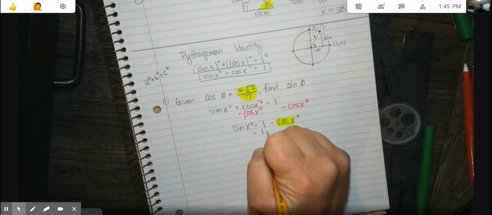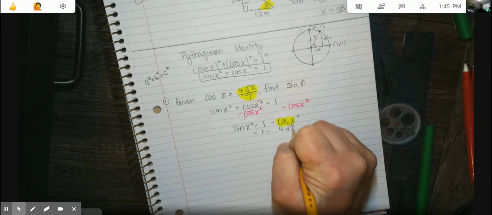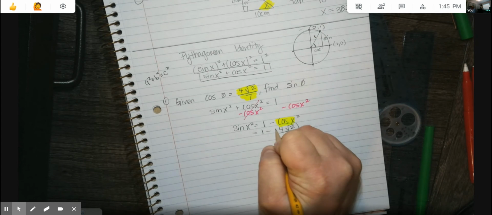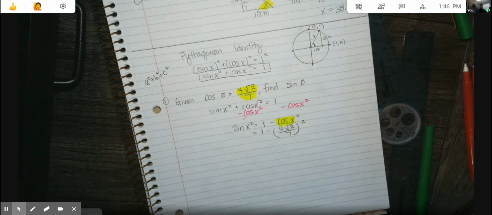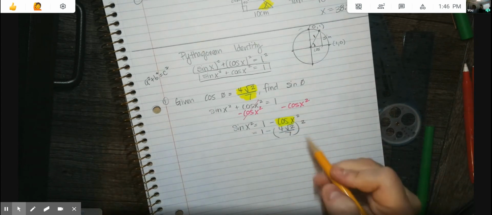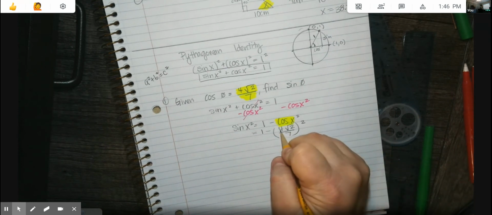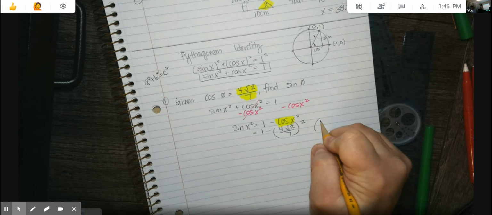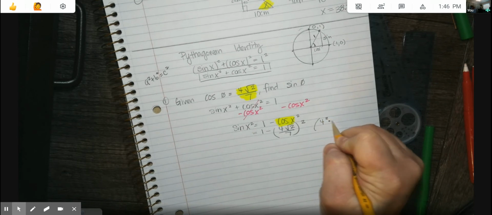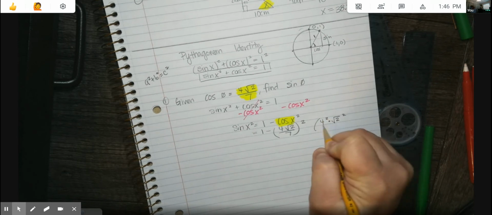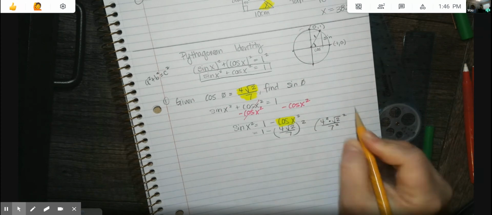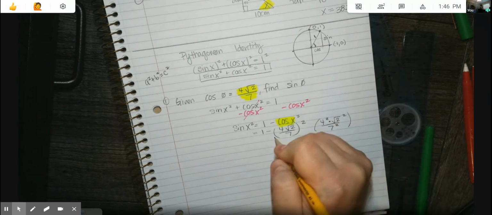And that's what this looks like. 4 times root 2 divided by 7, still squared. And whenever you're squaring a fraction, you treat the top and the bottom as separate problems. So you actually are squaring 4, and you're squaring root 2, and you're squaring 7. That's what this kind of breaks down and looks like when you do it.